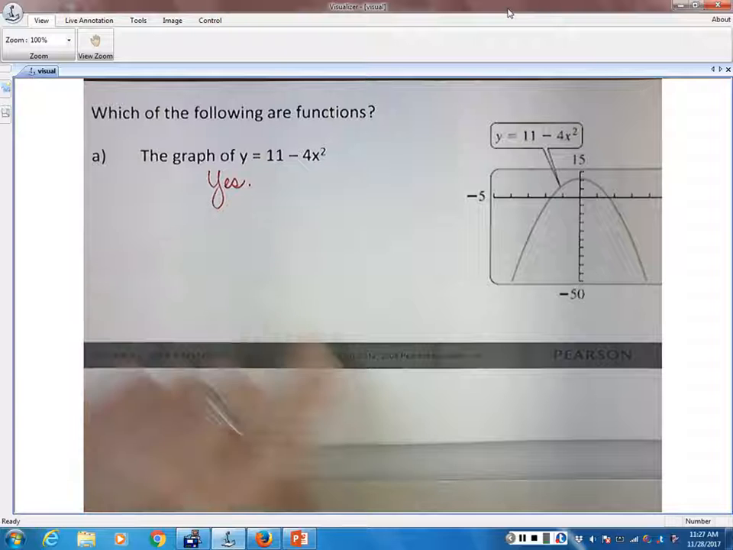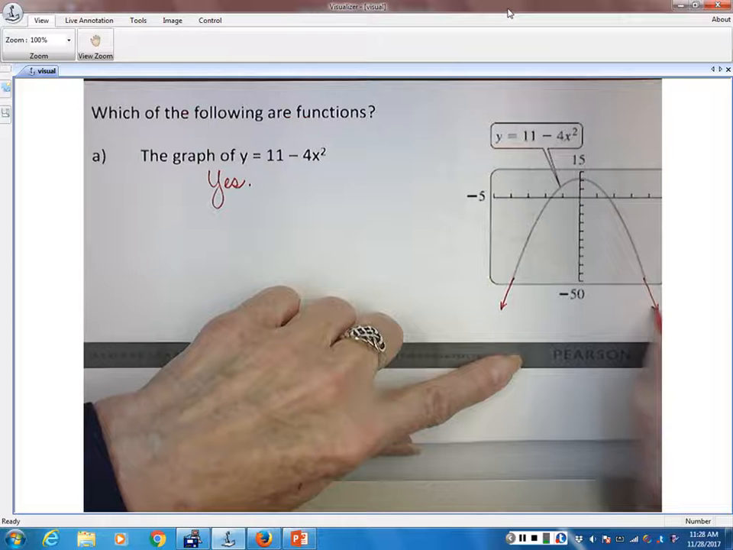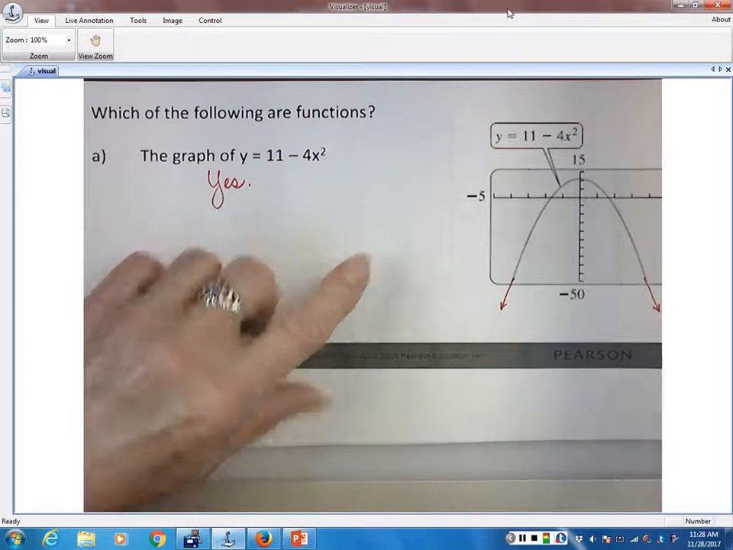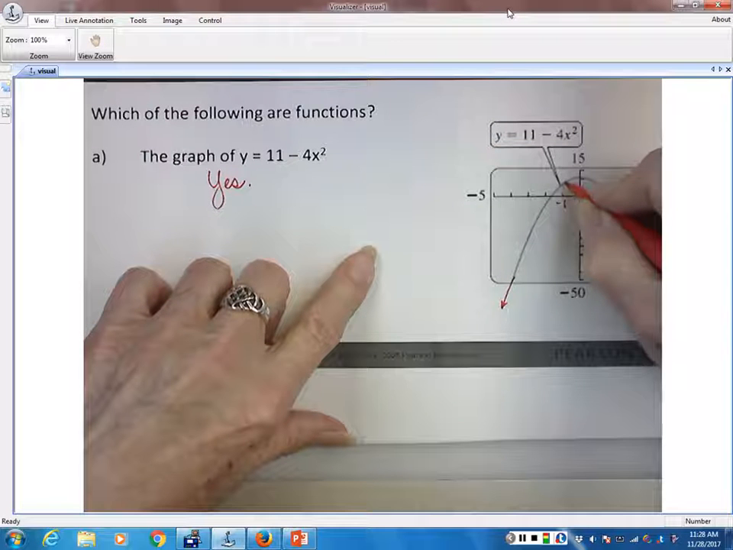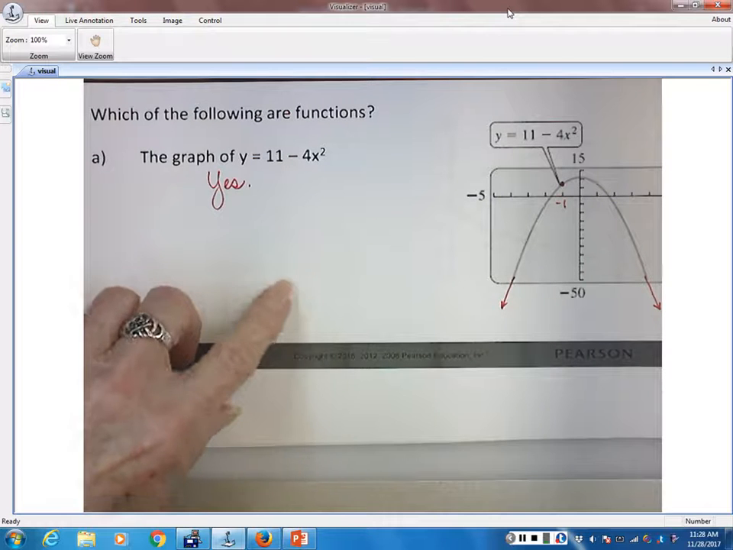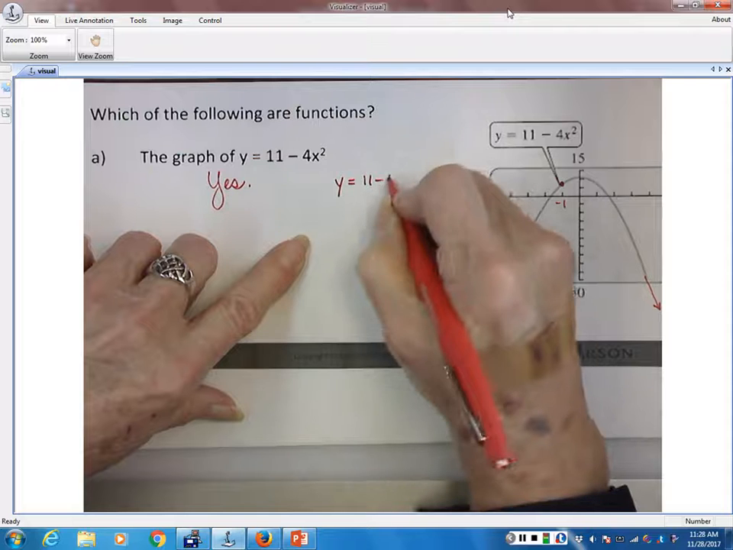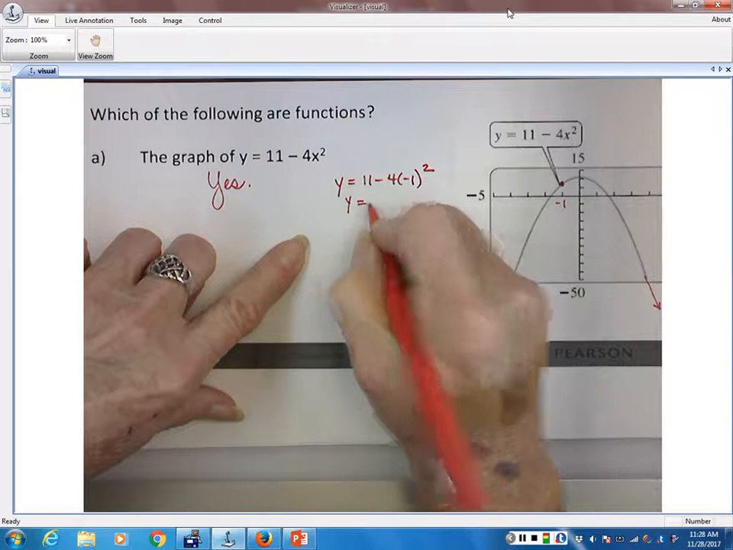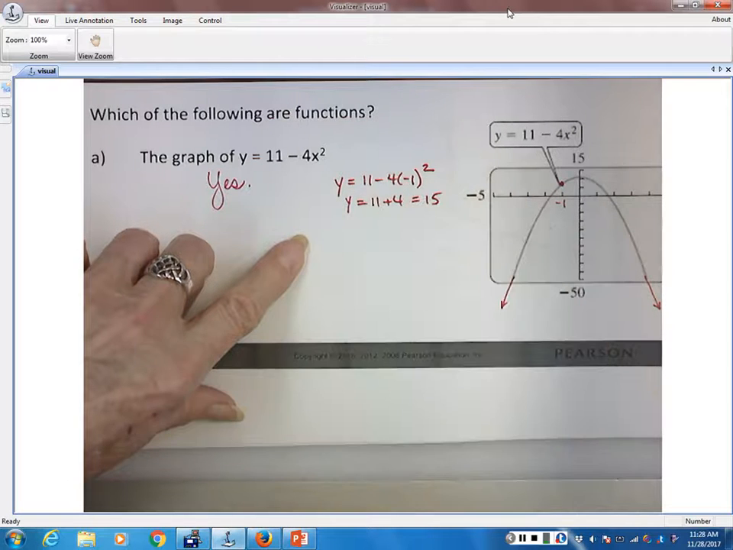That's right. This graph actually continues to go down this way, so you should never have anywhere where it crosses twice. You shouldn't have any place where, let's say, I look at the x value where x is -1. Well, that means the y value is right there. If I plug in y equals 11 minus 4 times -1 squared, that means the y value is 11 plus 4, or 15.